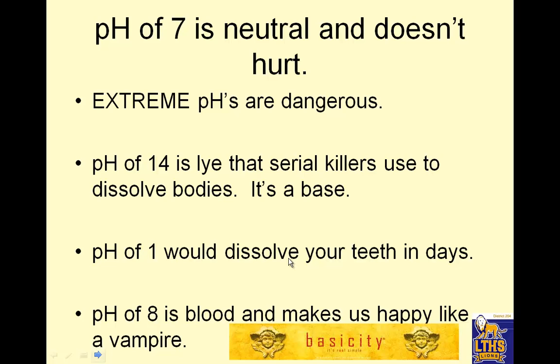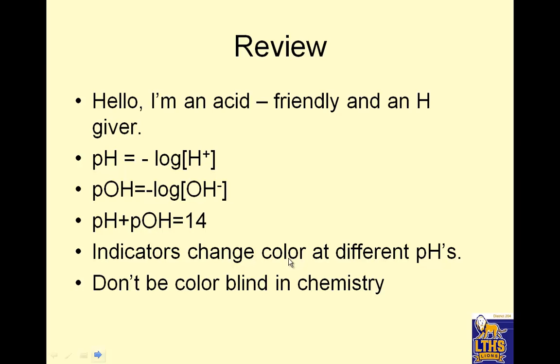pH 7 is neutral and doesn't hurt. Extreme pHs are dangerous. pH of 14 is lye that serial killers use to dissolve bodies. It's a base. We talked about that before. pH of 1 would dissolve your teeth in days. pH of 8 is blood, meaning neutral. And because we like our blood, it makes us happy, like a vampire. Because all vampires are happy. Oh, I'm sorry, all vampires are distraught.